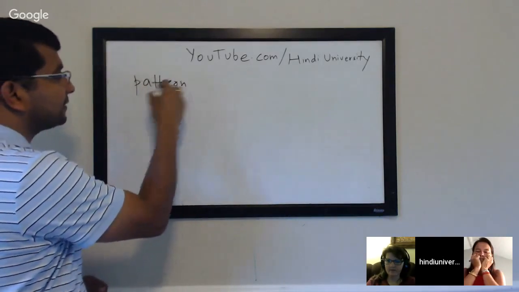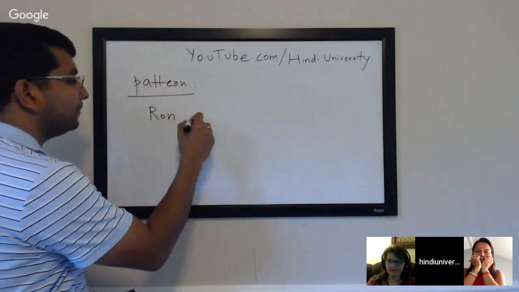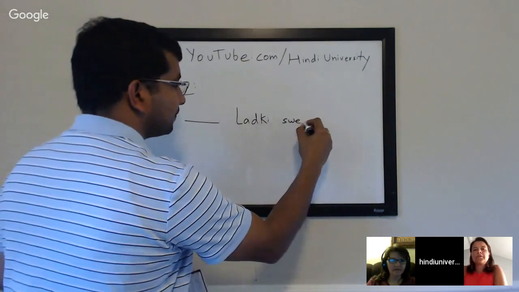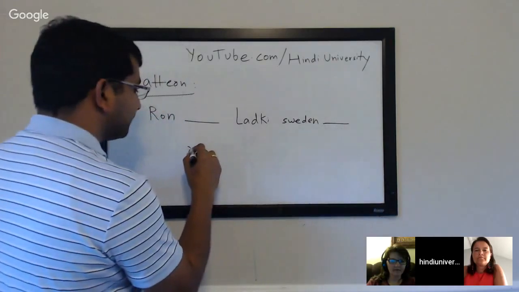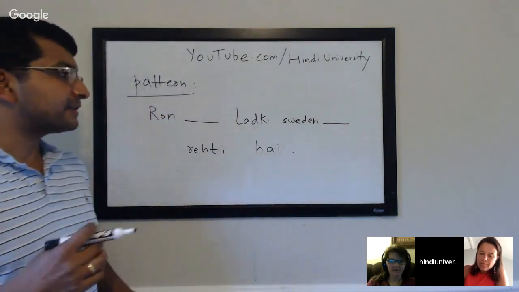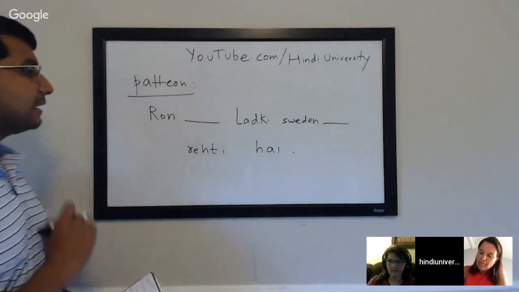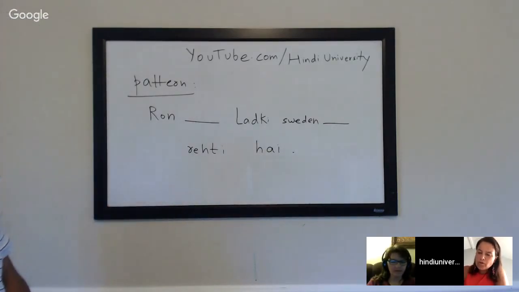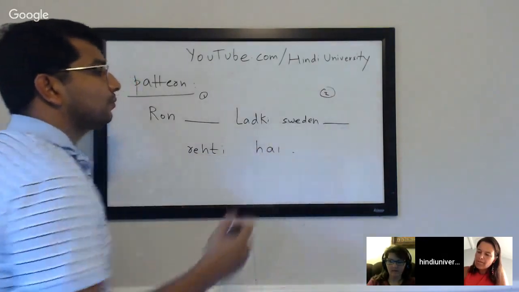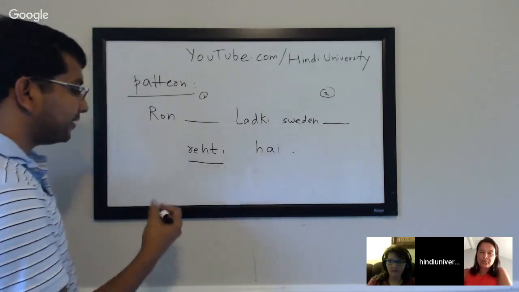So the first pattern I have is this. Ron... Okay, so I'm not going to say anything here. What I'm trying to describe is that Ron's daughter lives in Sweden. I left two blanks here so that you can tell me what the appropriate postpositions are that need to be placed here and here, number 1 and number 2. Ron, लड़की स्वीडन रहती है, and रहना is to live.